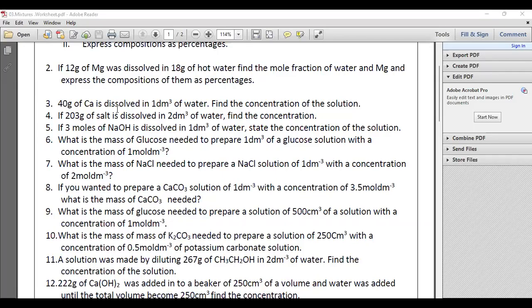Right, next is the 7th one. What is the mass of NaCl needed to prepare NaCl solution of 1 decimeter cube with a concentration of 2 moles per decimeter cube? Right. So you need to prepare a solution of NaCl with a concentration of 2 moles per decimeter cube in a volume of 1 decimeter cube. Right. Okay. Let's see how it goes.